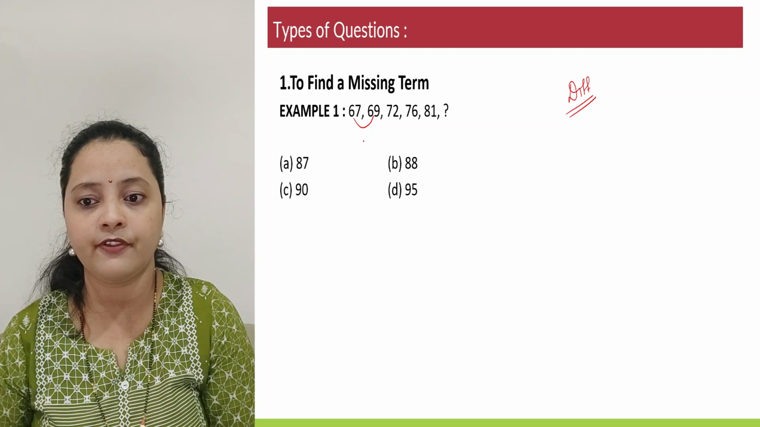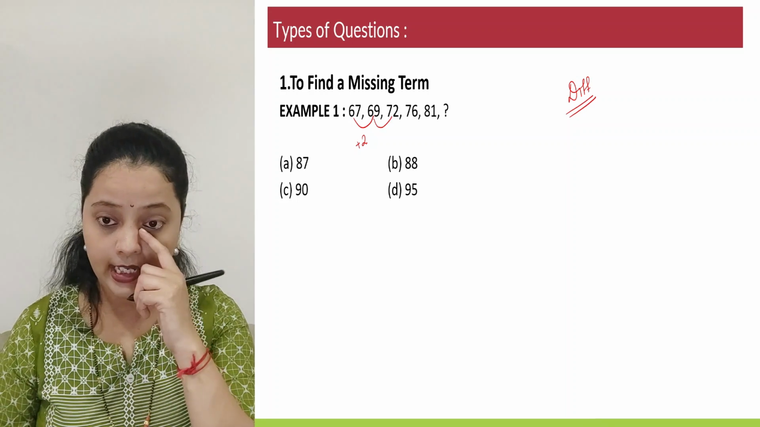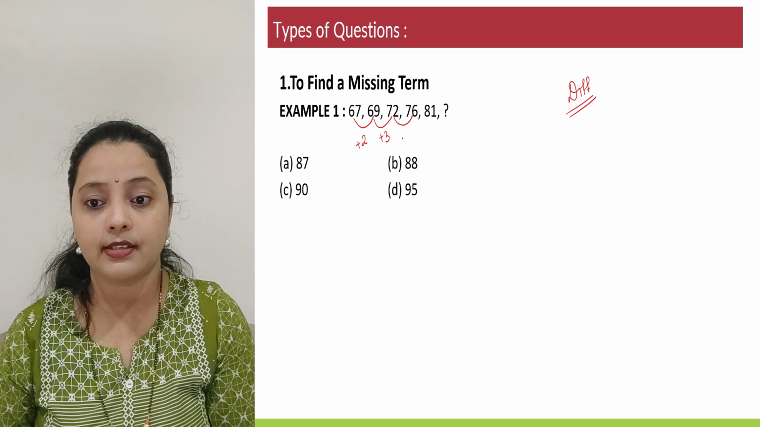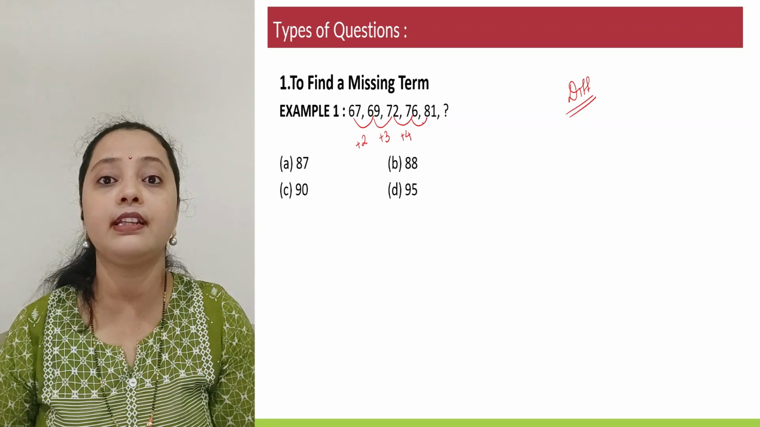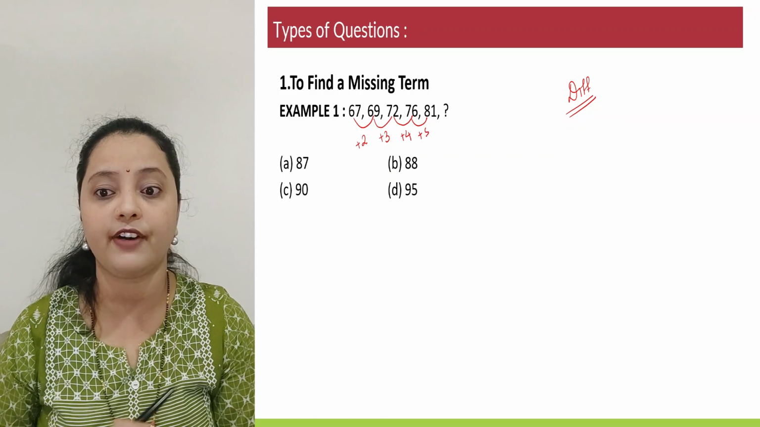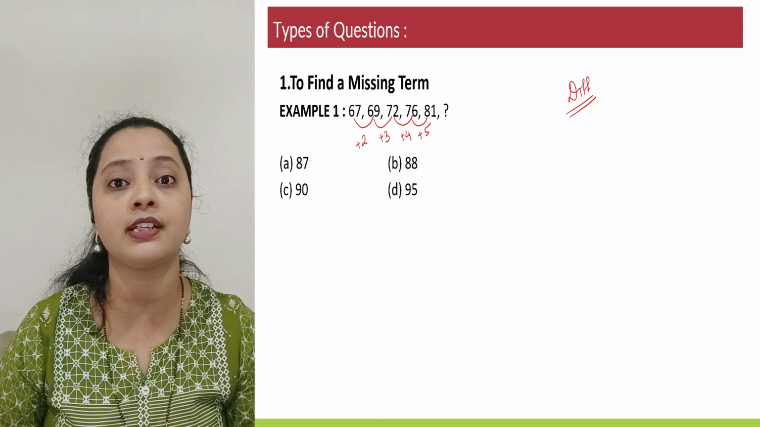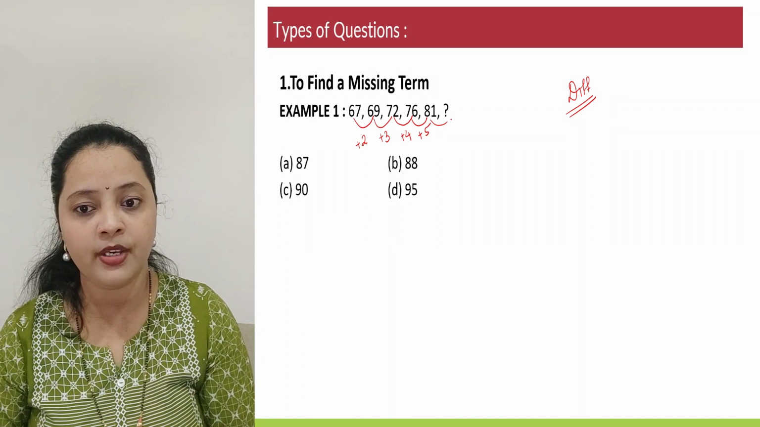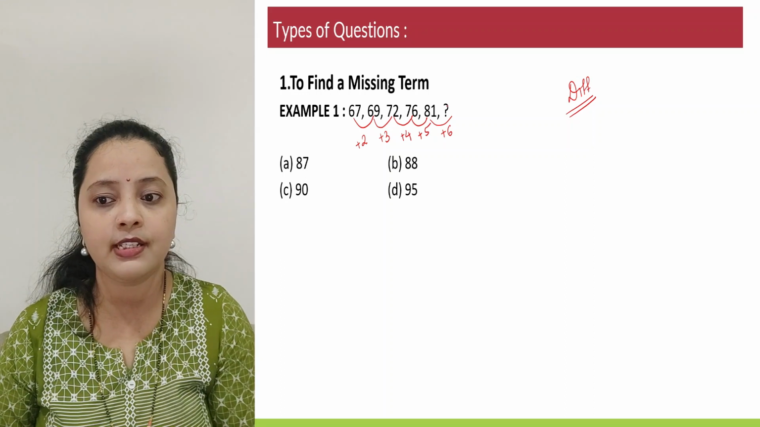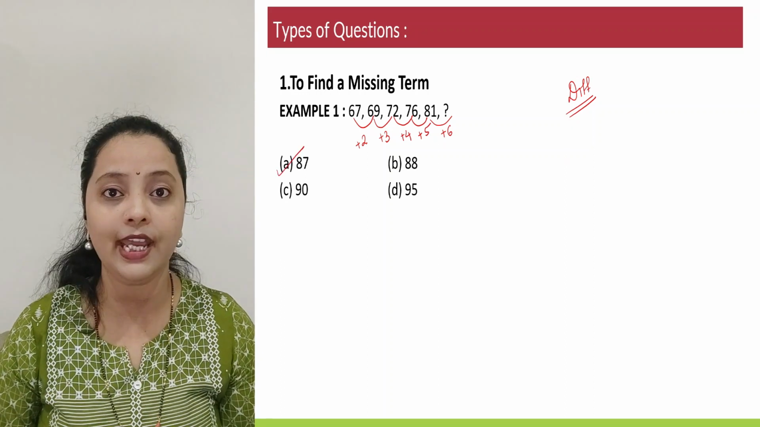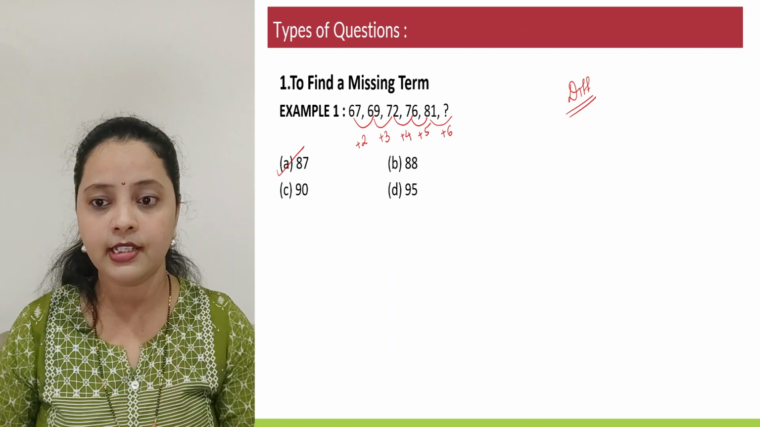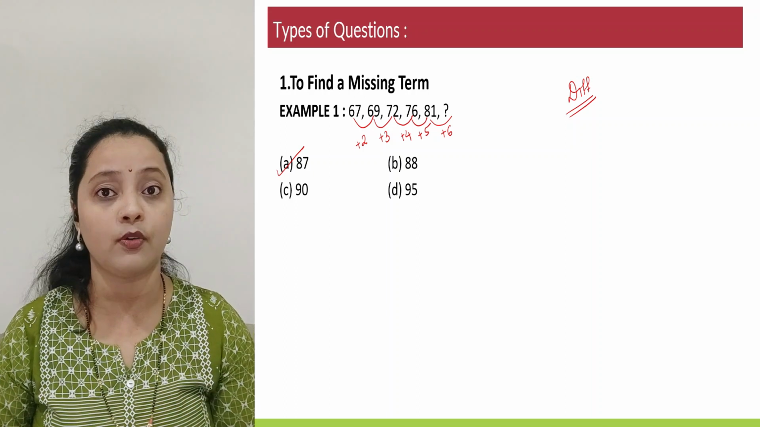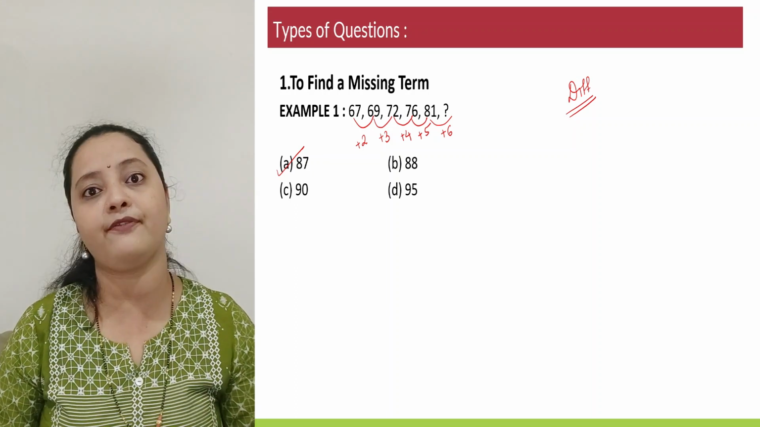So let's see if this helps. 67 and 69, it's a difference of 2, so plus 2. 69 and 72, a difference of plus 3. 72 and 76, a difference of plus 4. And 76 and 81, a difference of plus 5. So if you see, the difference between consecutive terms is increasing by 1. So if I have to find the next number, it should be a difference of 6. So 81 plus 6 gives you option A, that is 87. Idea clear? This is our first type of question, where all the terms follow some sequence, and following that sequence you have to find the next term.